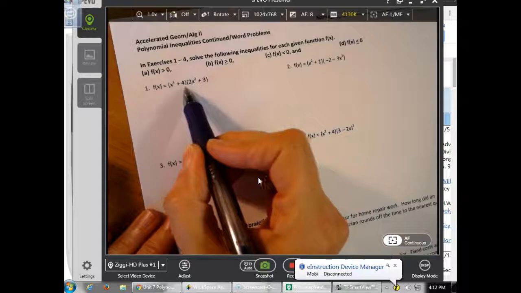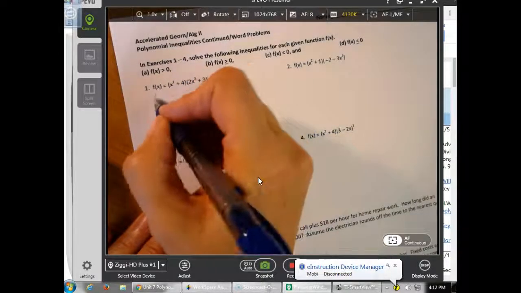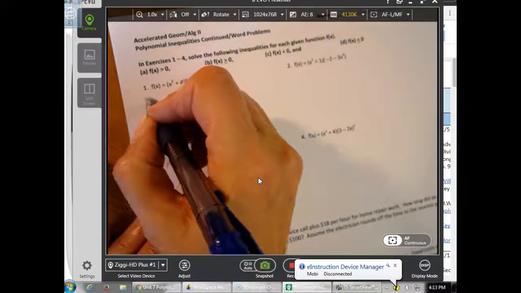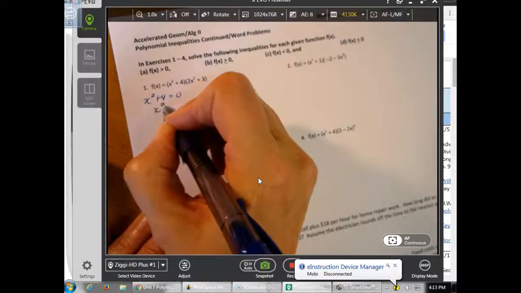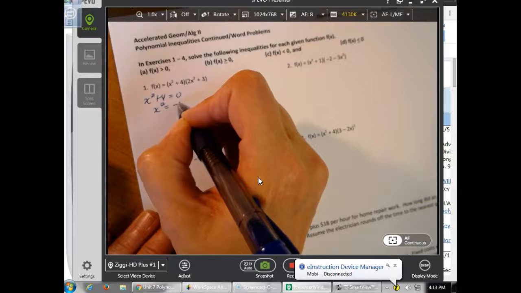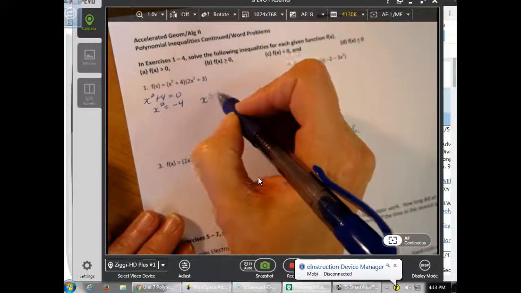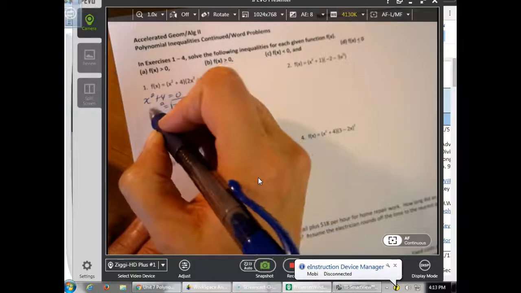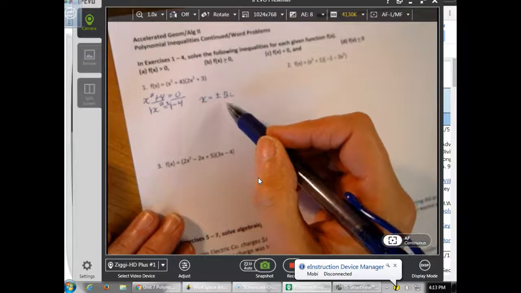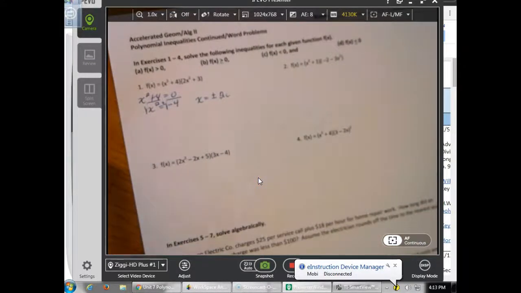So what I'm going to do first is set each of these equal to 0. So I get x squared plus 4 equals 0. Then I would take the square root of negative 4, and x would be plus and minus 2i. Okay, so those are imaginary, so they're definitely not on our little number line.